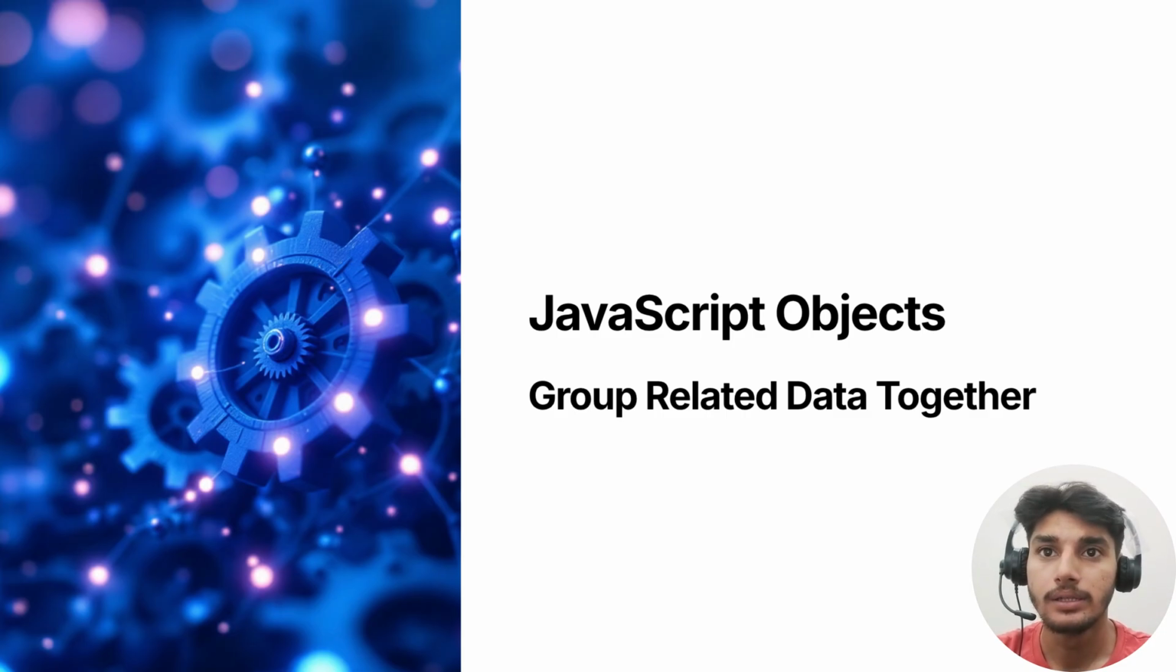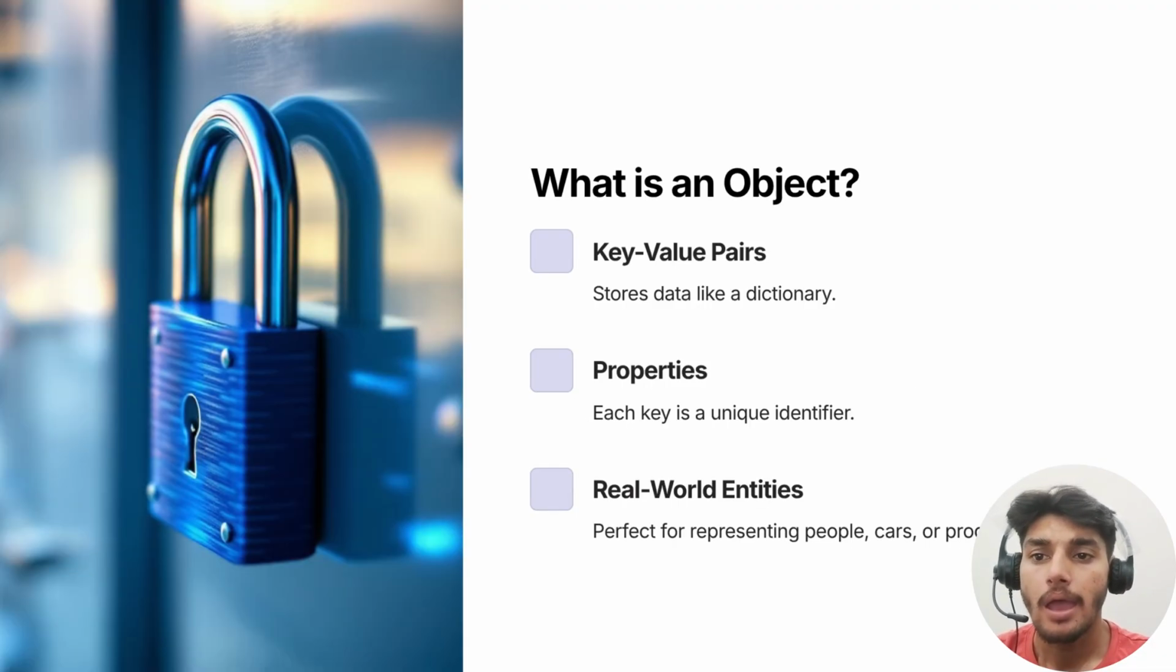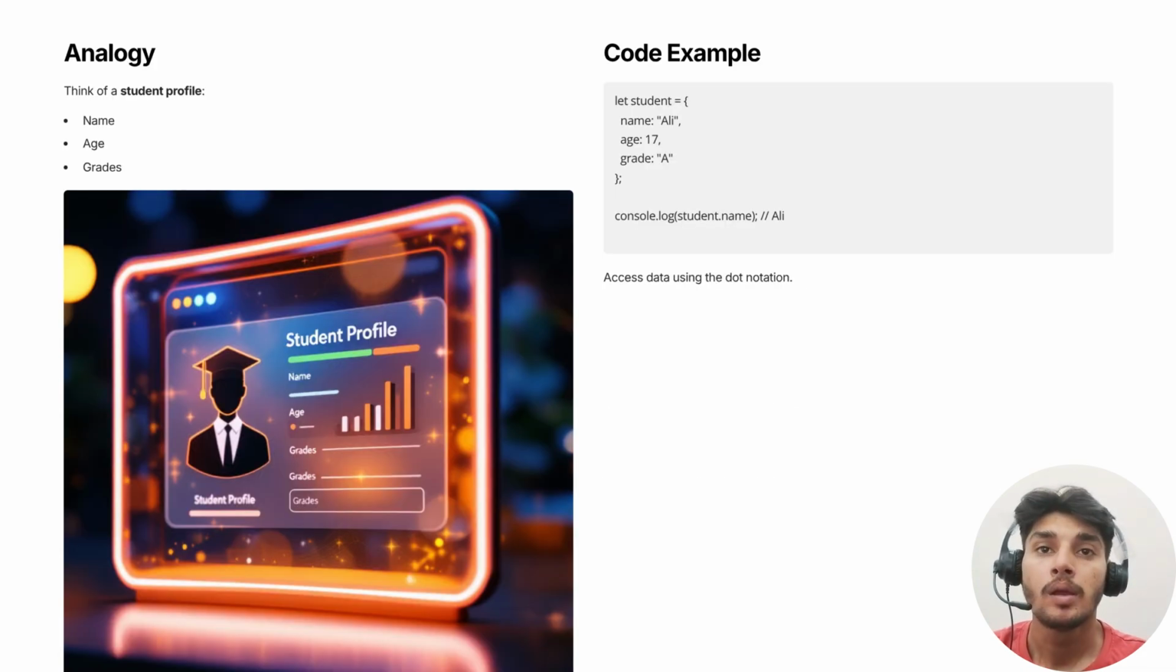Hi there, in this video we are exploring JavaScript objects, one of the most powerful ways to group and organize data. An object is a collection of data stored in key value pairs. Each key is called a property and it holds a specific value. This is perfect for modeling real-world things like a person, product, or location.